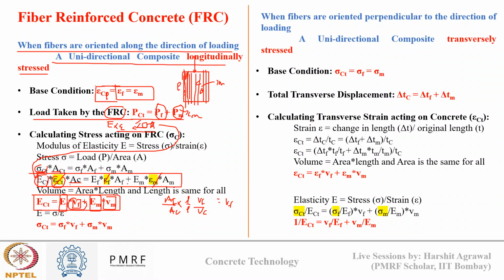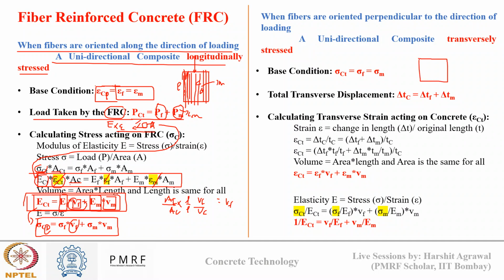So you can see along the direction of loading how the elasticity modulus is enhanced by the fiber. Okay, and as the elasticity modulus is enhanced, the stress taken by the concrete component in the longitudinal direction will also be enhanced, and it will be directly proportional to the volume fraction of fiber in the system. Now, the same thing when the fiber is oriented perpendicular to the direction of load.